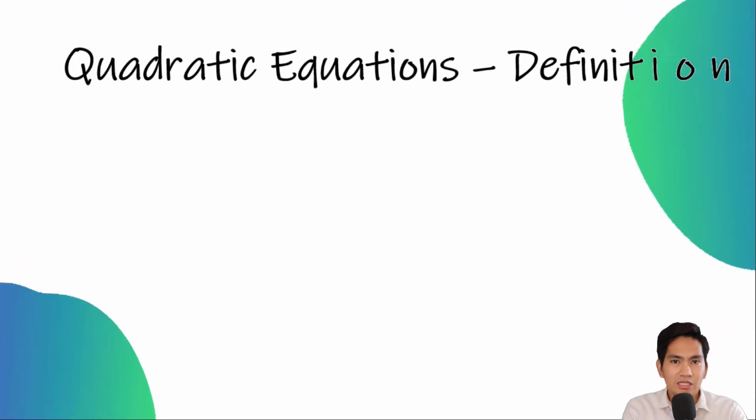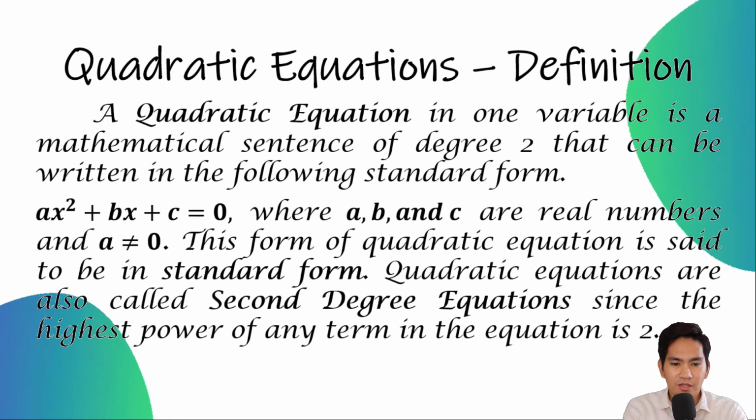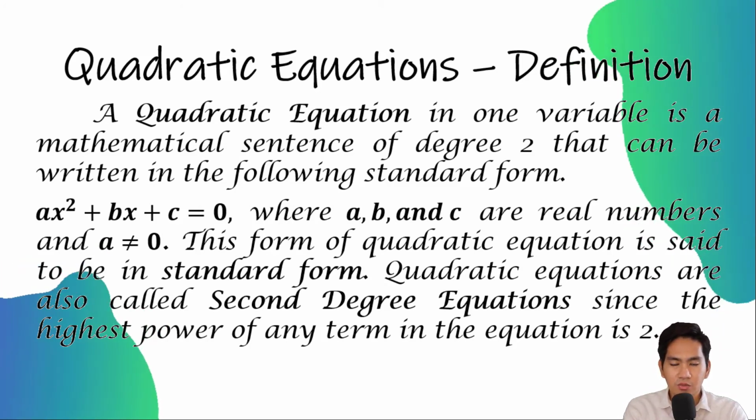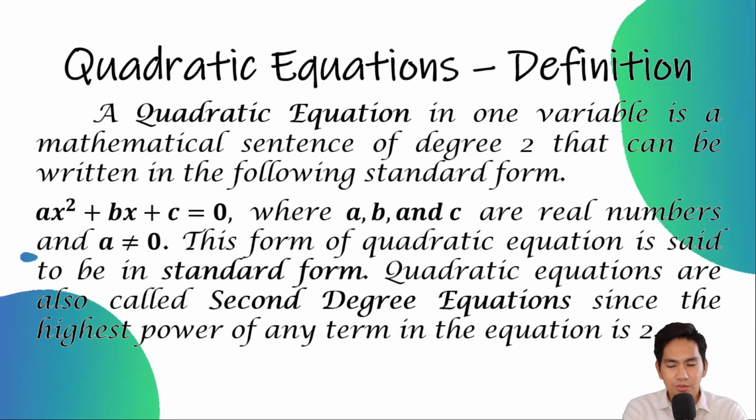After doing the 3 activities, we now have the definition of quadratic equations. A quadratic equation in one variable is a mathematical sentence of degree 2 that can be written in the following standard form: ax squared plus bx plus c is equal to 0, where a, b, and c are real numbers and a should not be equal to 0. This form of quadratic equation is said to be in standard form. Quadratic equations are also called second-degree equations, since the highest power of any term in the equation is 2.